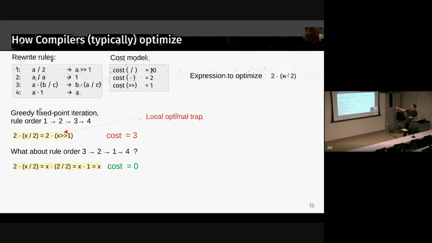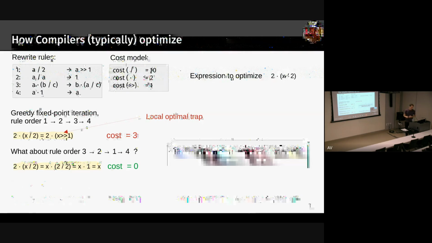If you apply the rules in the same order as the last one we did, then you would end up with 2 times x shifted to the right by 1, again with a cost of 3. So what this shows you is there is no way to have a fixed ordering of the rules that leads to the optimal solution with this set of rules that I have here. Okay. And this is known in compiler jargon as the phase ordering problem, because this applies to things that are much more complex than just a times 1 is equal to a.